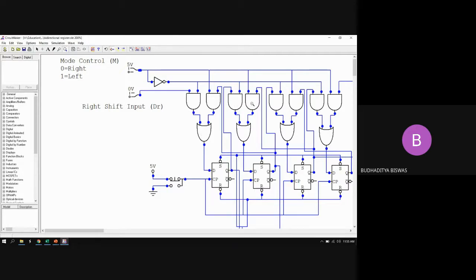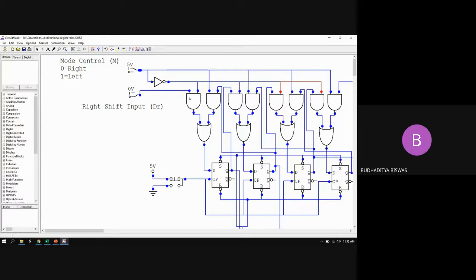Here you see 2 AND gates are there. The outputs are summed together using this OR gate, and they are connected to the D input of the second flip-flop. Similarly, the third one and fourth one. So 4 sections are there, and in every section, 2 AND gates are there. And this mode control is directly connected to one of the inputs of the AND gate. Here you see this one is connected to one of the inputs of this AND gate, and it is inverted and connected to one of the inputs of the other AND gate. This one, and this one.